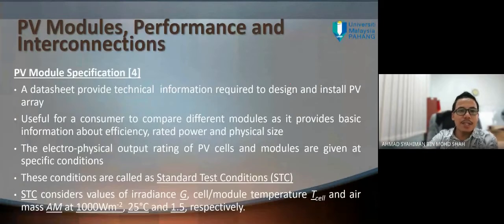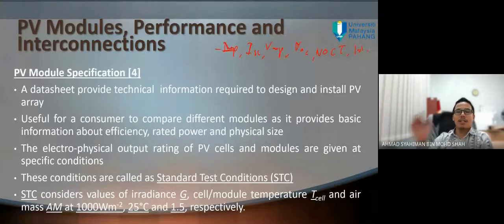Okay, PV module specification. A data sheet provides technical information required to design and install a PV array. So we call that PV module specification or specification data sheet. Useful for consumers to compare different modules as it provides basic information about efficiency, rated power and physical size. So dalam PV module punya specification data sheet tu dia ada dah tulis IMP, ISC, VMP, VOC, lepas tu ada NOCT, okay. Lepas tu mungkin nanti ada tolerance dan sebagainya. So everything should be attached on that same data sheet lah.